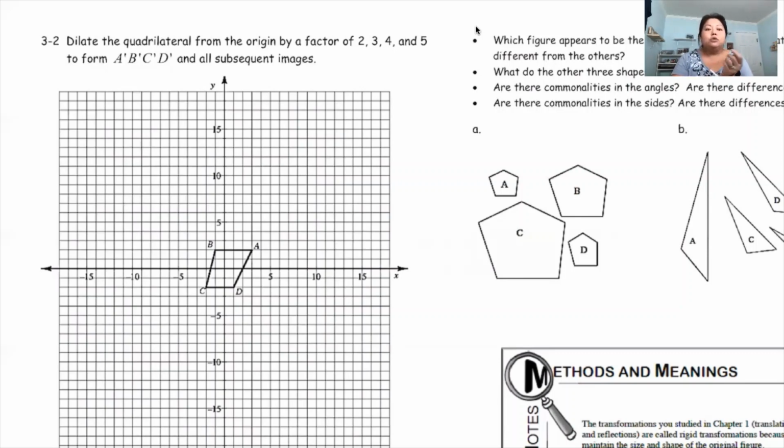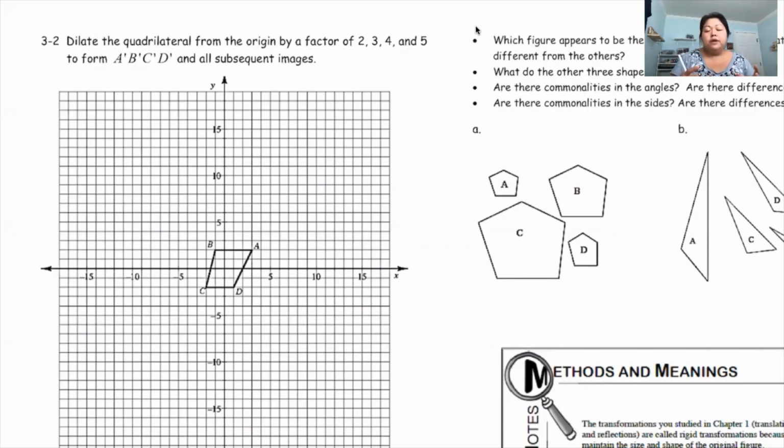How do we dilate this quadrilateral from the origin by a factor of 2, 3, 4, and 5? So I strongly recommend using color pencils, right? So that you can see each of the different dilations. Maybe choose one color for each of the dilations. So choose a color for 2, choose a color for 3, 4, and 5. So what we're going to do is make this bigger.